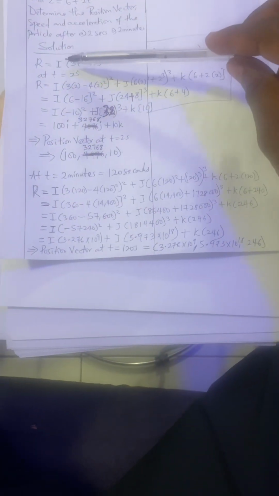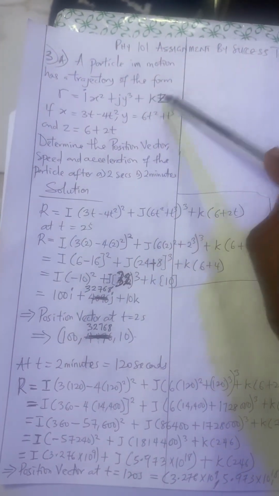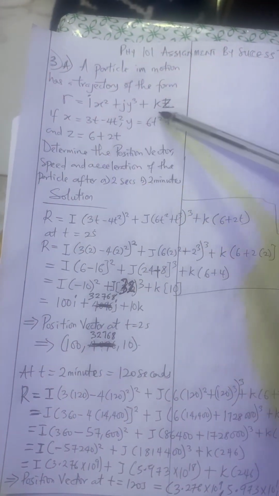Class, we'll now do the same thing at t equals 2 minutes, because we're going to say at 2 seconds and 2 minutes. At t equals 2 minutes, we'll convert minutes to seconds, which is 120 seconds. So we'll repeat again. Don't forget that the main question is r equals ix squared plus jy raised to power 3 plus kz. We replace x here, we replace y here, and we replace z here, right? So at 120 seconds we do the same thing. We'll take this same expression after replacing x, y, and z, and then replace t as 120 seconds instead of 2 seconds. Here we replace t as 2 seconds, remember. Here at 120 seconds, you do everything.